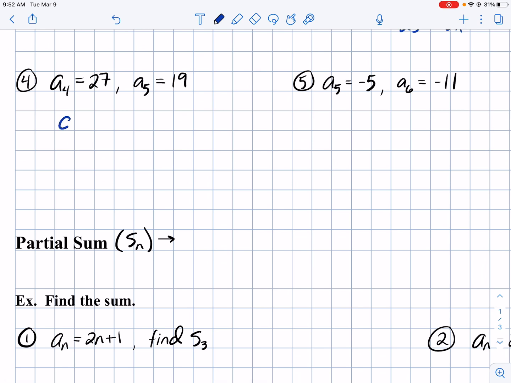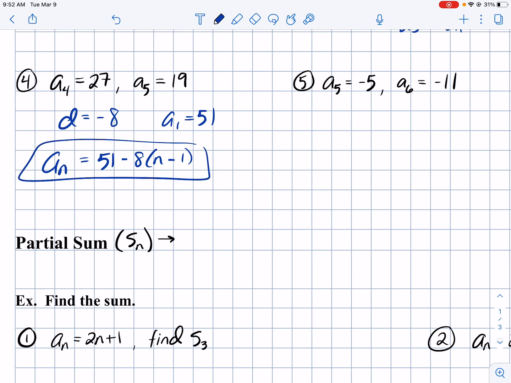For 4, the common difference was -8, and then if you just added 8 going back, or you plugged it in and solved algebraically, you would have gotten a first term of 51. So your rule was 51 minus 8 times n minus 1.